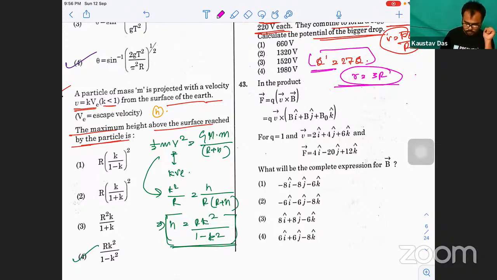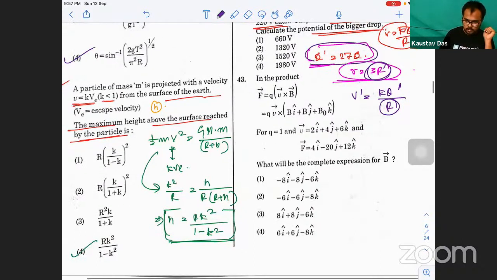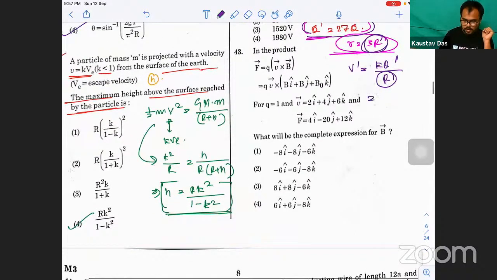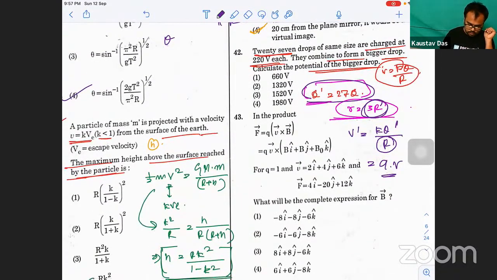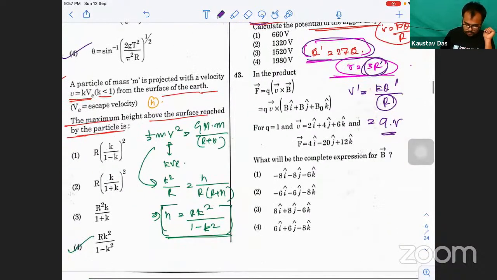You can get the value of total potential, which is now V dash, and which is KQ dash divided by R dash. If I put the value of R dash as 3r and Q dash as 27Q, finally we are getting 9 into V. The value of V we have already found out, which is 220 volt, KQ by R. So it is 9 into 220, and the value gives us 1980 volt. So here we go with option number 4 as our correct answer.